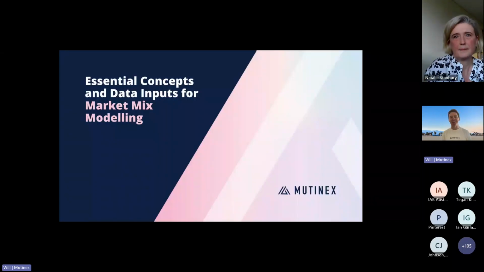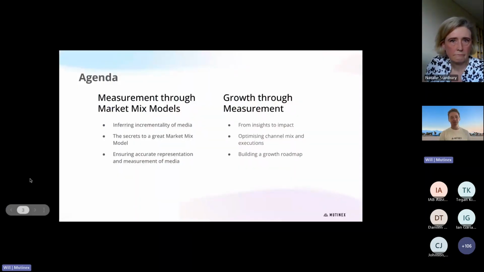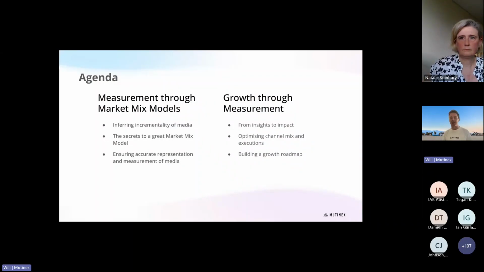Fantastic. Okay, so good to be here and getting underway. Thanks so much for joining this session where we're talking about the essential concepts and data inputs for market mix modeling. A little bit of an agenda: we're going to be talking about measurement through market mix models, how we're inferring the incrementality of media, the secrets to a great market mix model, and how we can make sure that we're accurately representing data and reflecting accurate results in the outputs.